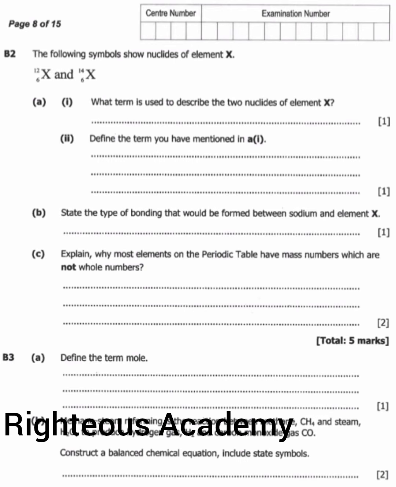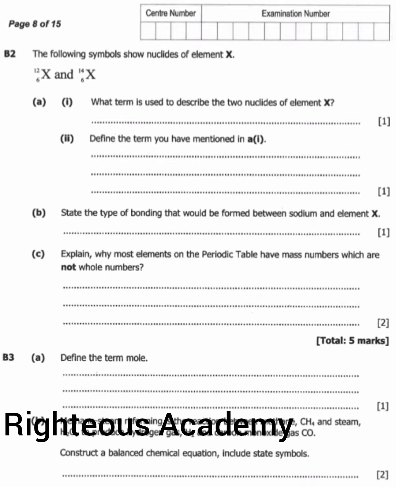So we move on to question B. State the type of bonding that would be formed between sodium and element X. Since we do not know element X, we are supposed to find out what element X is. Is element X a metal or a non-metal? Here we can see that the atomic number of element X is 6.